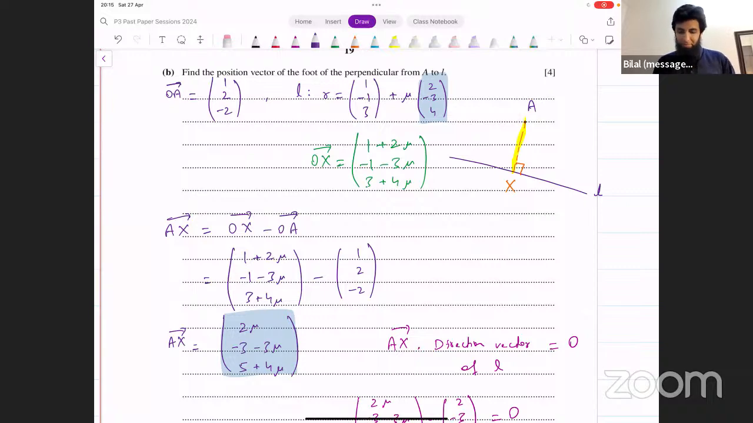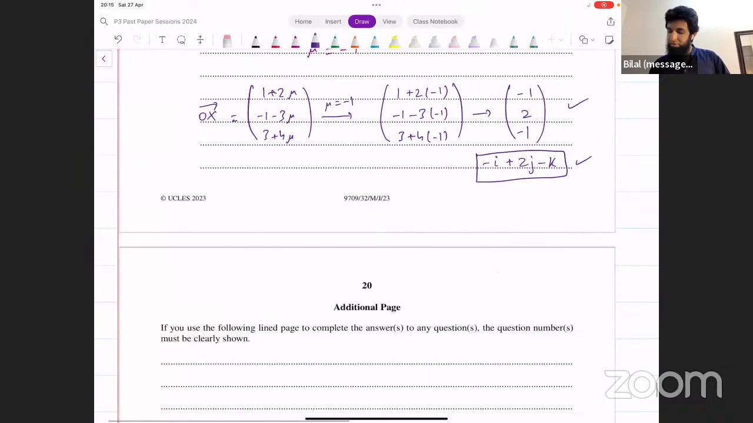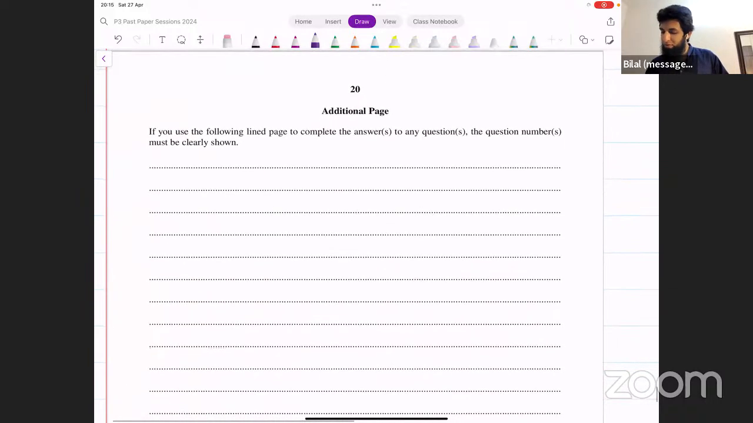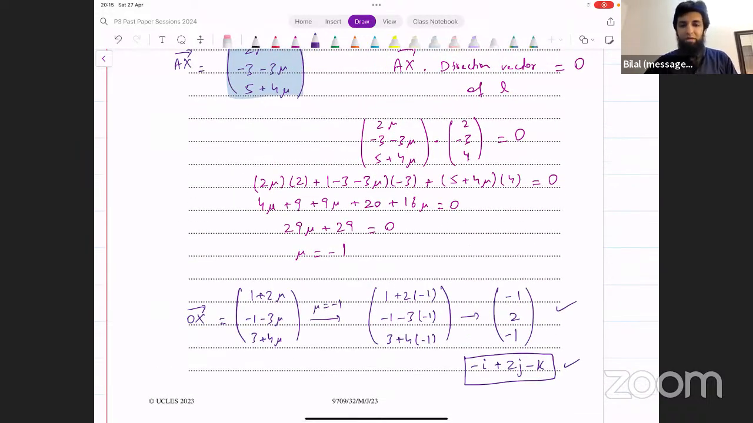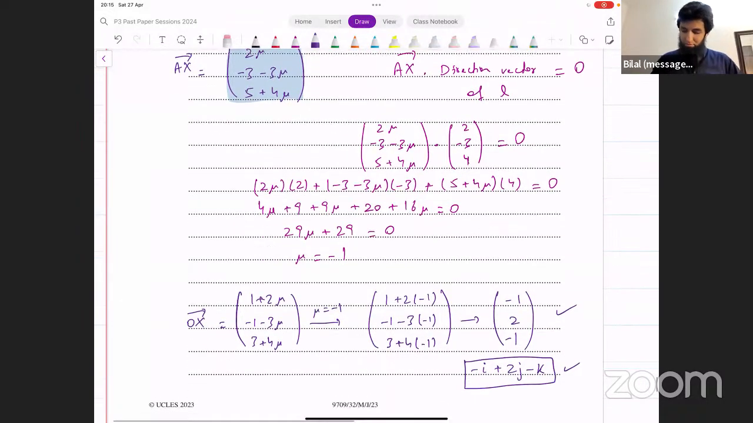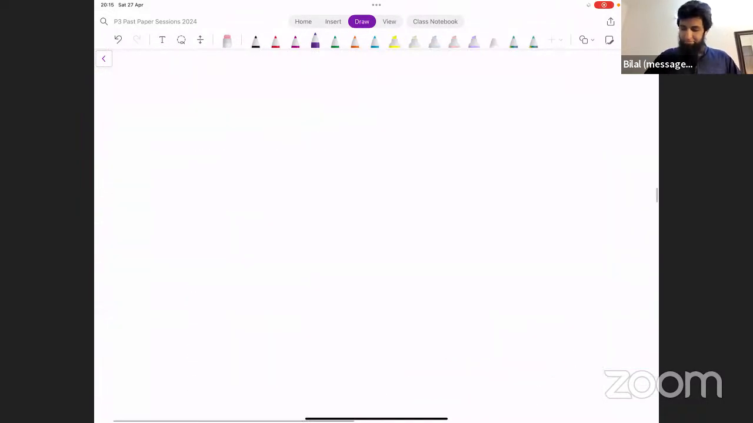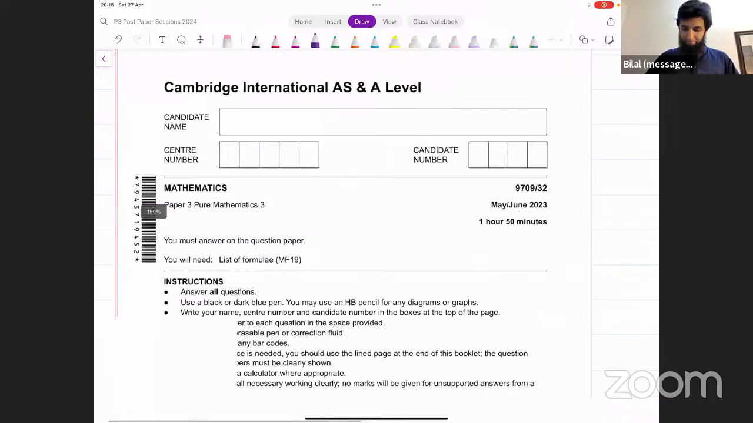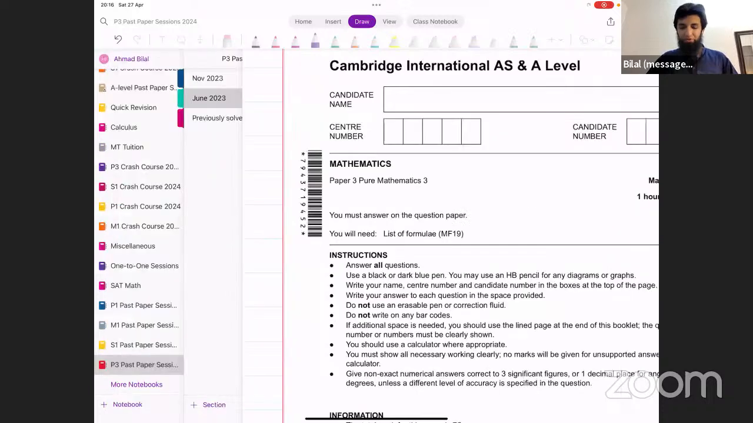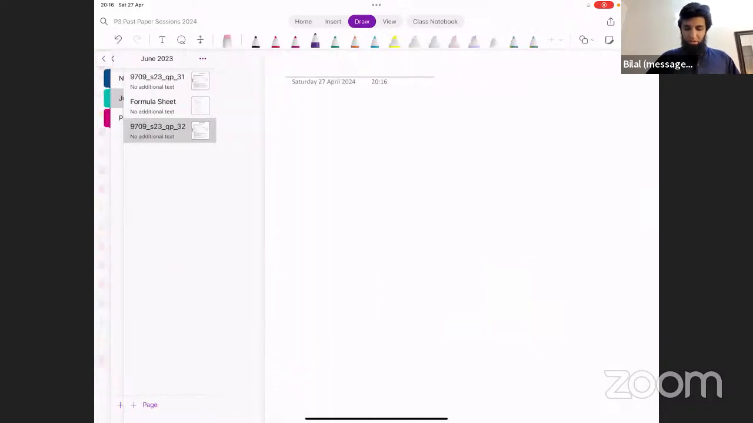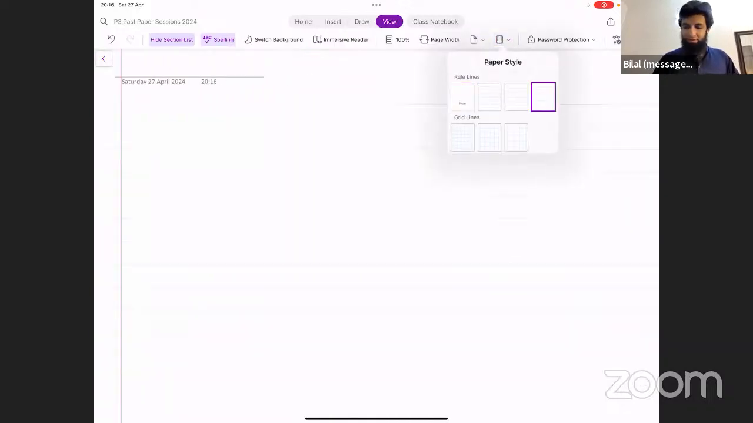Okay. All right. That was the last question from this paper. Now let's move on to the next paper. That's June 2023, paper 3, variant 3. Let's have a look at that other paper now. Okay, so this was June 23, paper 3.2. Let's start the other one.